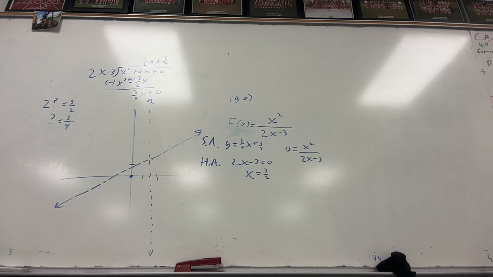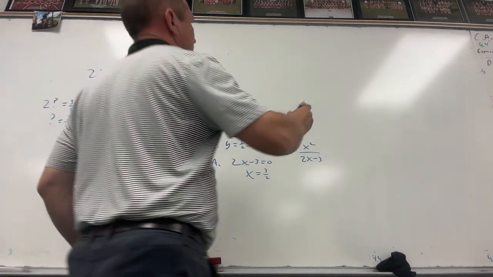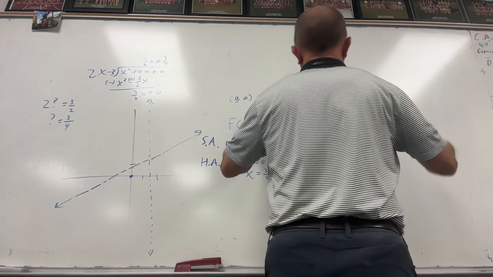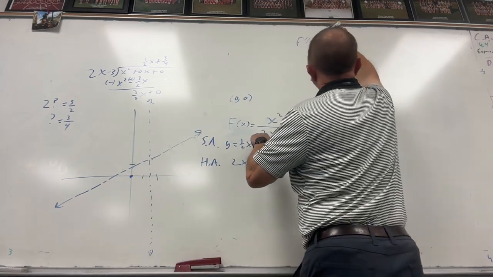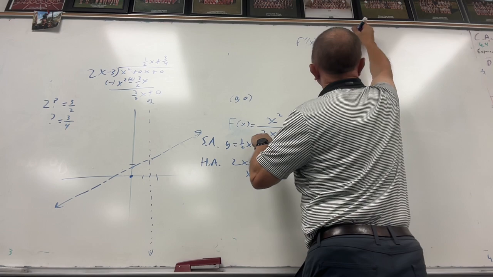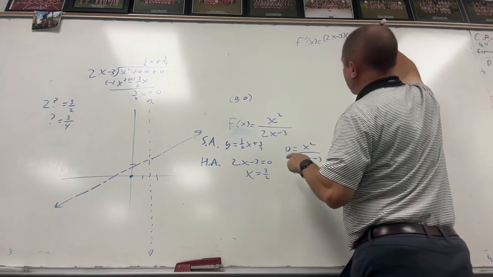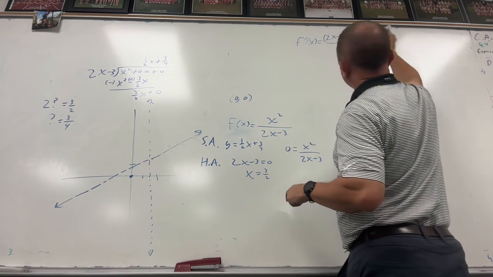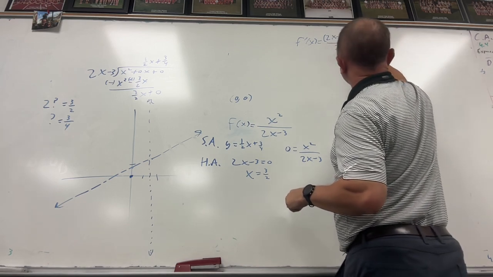Now, next we want to talk about where we are increasing and where we are decreasing. And to find that, we take the derivative. So f prime of x is 2x minus 3 times 2x minus x squared times 2, all over 2x minus 3 squared.